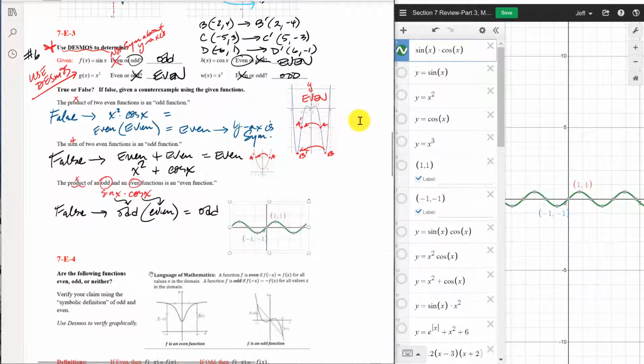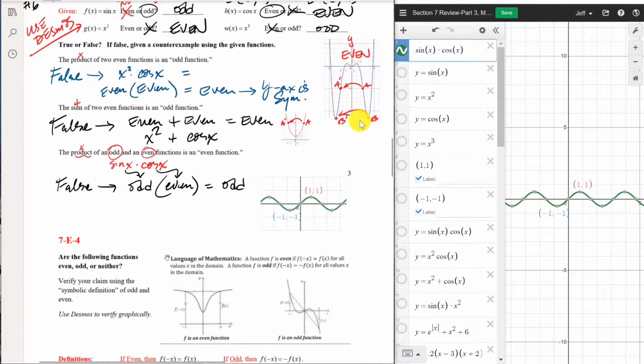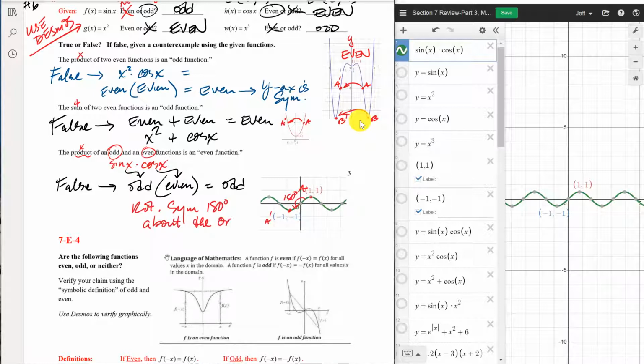There we go. There's my counterexample. This has rotational symmetry right here. So if we call this point A, it gets transformed to A prime right here. Again, this is a rotation of 180 degrees. It has rotational symmetry of 180 degrees about the origin. There's my counterexample.